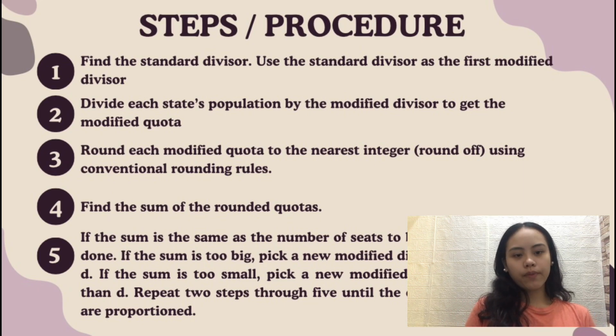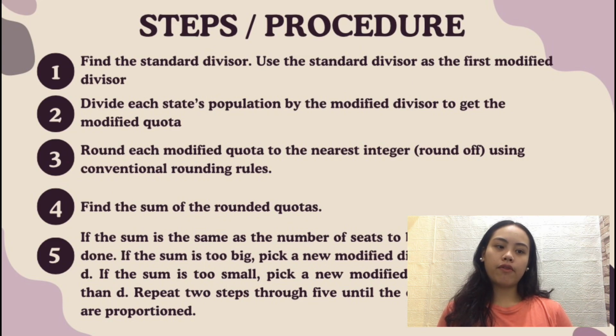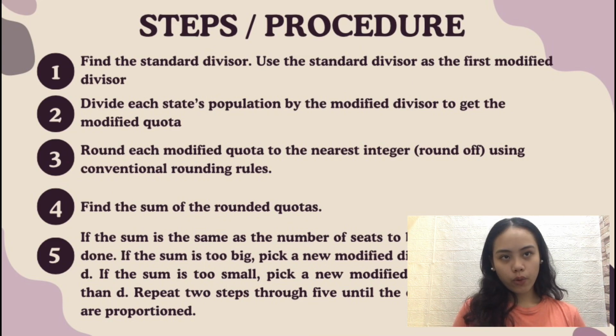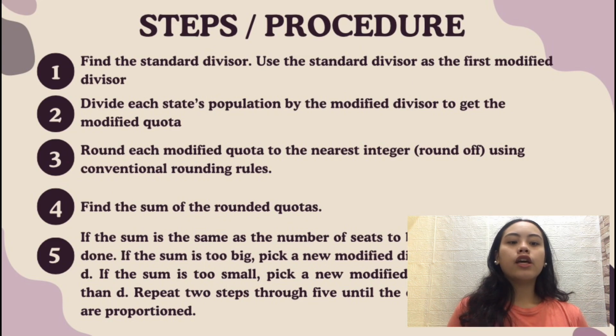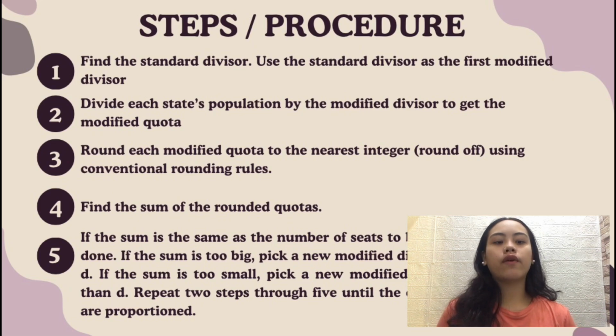The second one, you have to divide each state population by the modified divisor to get the modified quota. The third one, you have to round each modified quota to the nearest integer, or round off using conventional rounding rules. In the fourth one, you have to find the sum of the rounded quotas.